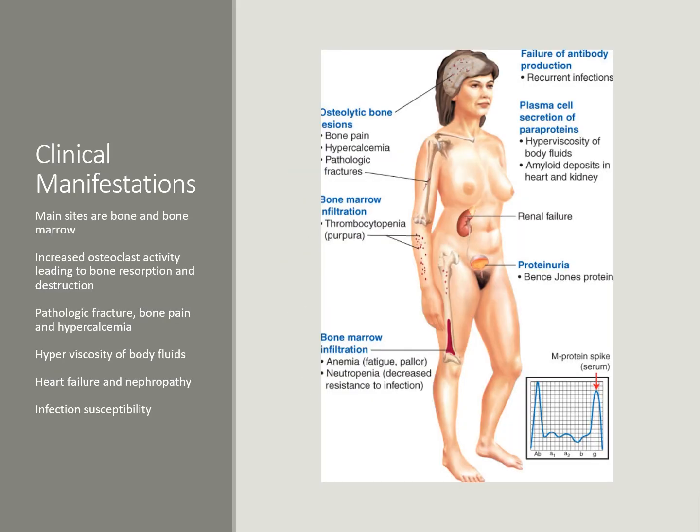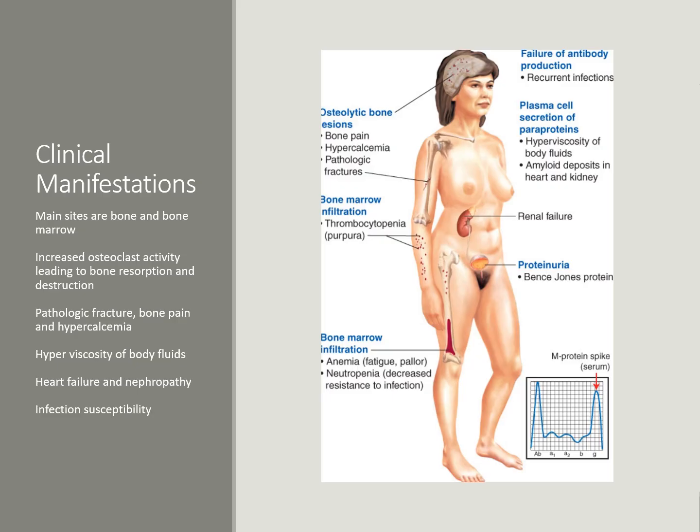So a little bit more about the clinical manifestations. So again, the main sites involved in multiple myeloma are the bone and bone marrow. So we see bone marrow infiltration. They get things like thrombocytopenia or purpura because this is disrupting the bone marrow production of things like platelets. They can also get anemia, leading to fatigue and pallor. They get neutropenia, so they're susceptible to infection. Again, all of that has to do with the proliferation of those cells in the bone marrow.